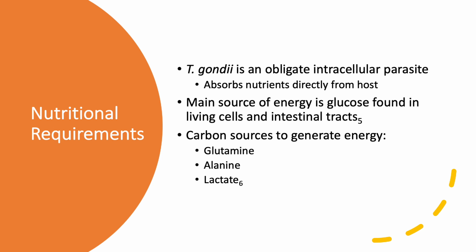Now we will be going over the different nutritional requirements for this parasite. T. gondii is an obligate intracellular parasite, which basically means that it absorbs nutrients directly from its host. Its main source of energy is glucose, and that can be found in living cells and in the intestinal tracts of the host that it's in. In the likelihood that glucose is not present or not much of it is around, it can use other carbon sources to generate energy. A couple of examples of this would be glutamine, alanine, and lactate.